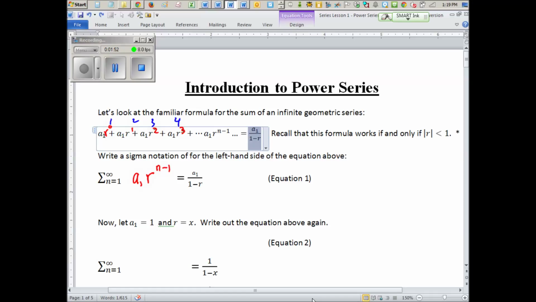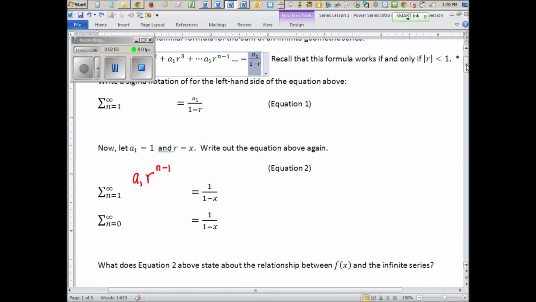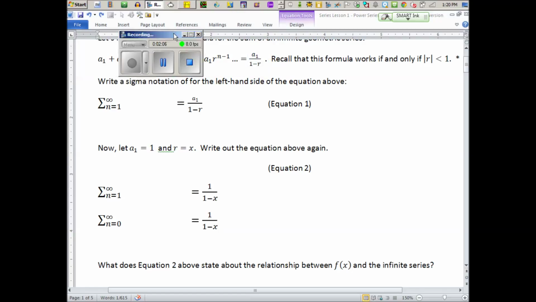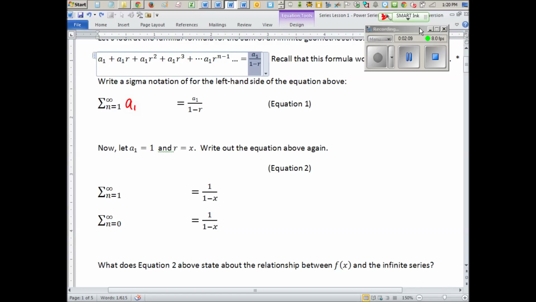Okay, now what would happen if we let a1 be specifically 1? In other words, what if we start out with a geometric series whose first term is actually 1? So let's see what happens there. We're saying that this is a1 times r to the n minus 1. If we let the first term be a1, it's going to look like 1 times r to the n minus 1. And let's go ahead and let r be x. So this is exactly the same thing as a1 times r to the n minus 1. I just wrote it as 1 times x to the n minus 1.